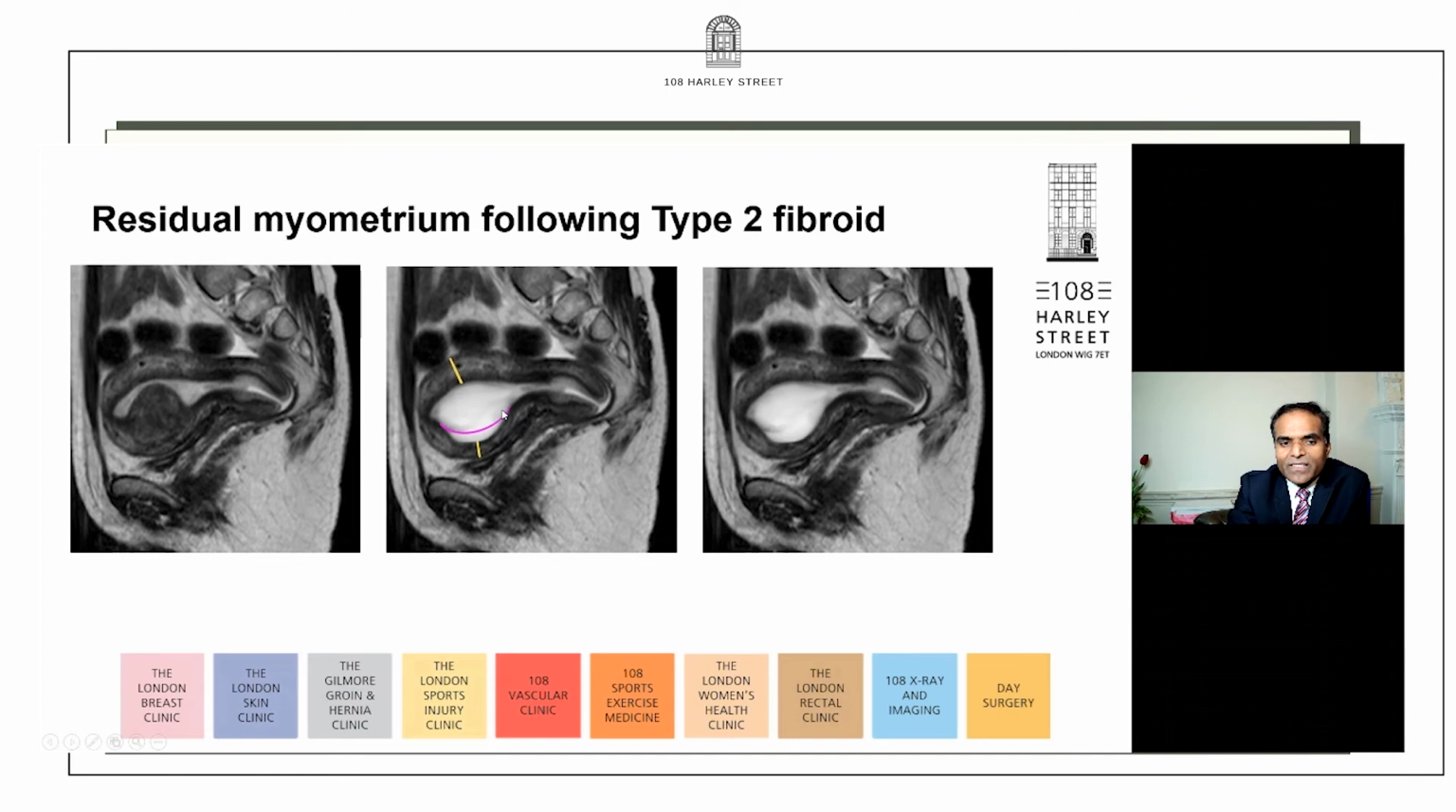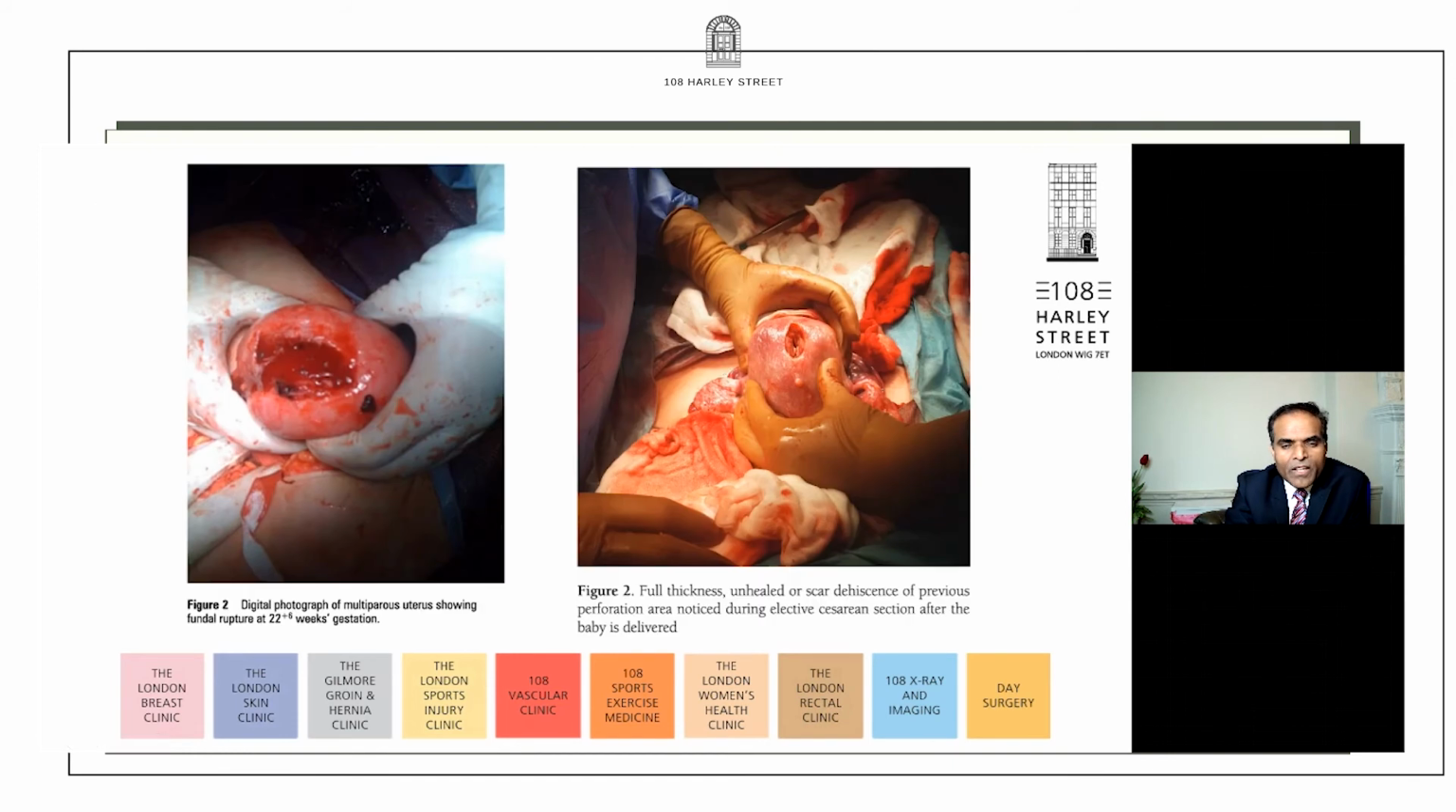Anything more than that, if you leave a defect, there's a risk of uterine rupture during pregnancy. So patients need to be aware of this, as well as clinicians who look after such patients. These are two cases published, one in the British Medical Journal, the other in a Turkish journal. Both of these patients had hysteroscopic resection of fibroid using thermal electrical energy.